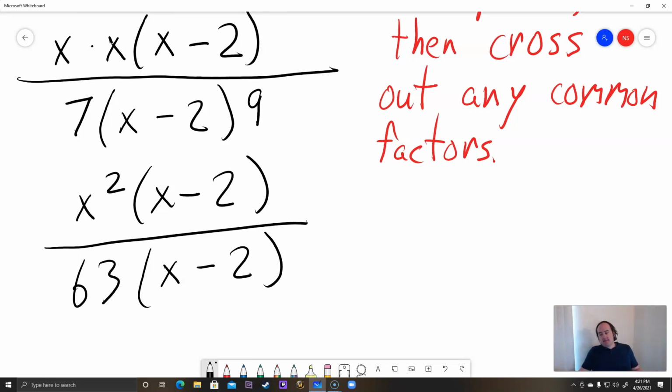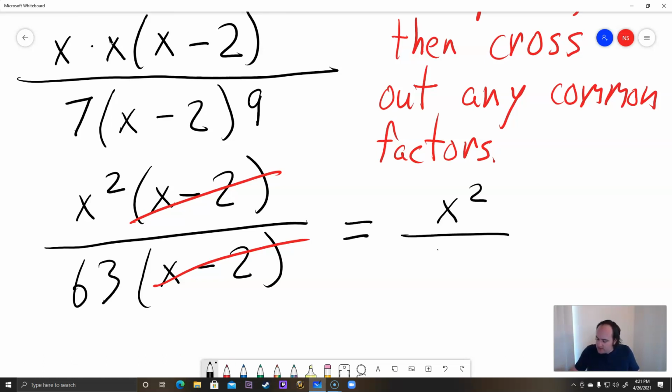Okay, and then what's going to happen next? Well, this is the fun part. Now that we've factored everything, we can just cross out any common factors. So now we can cross out the x minus 2, and we're just left with x squared on the top, and then 63 on the bottom. And that's actually going to be our answer. So our answer is going to be x squared over 63.